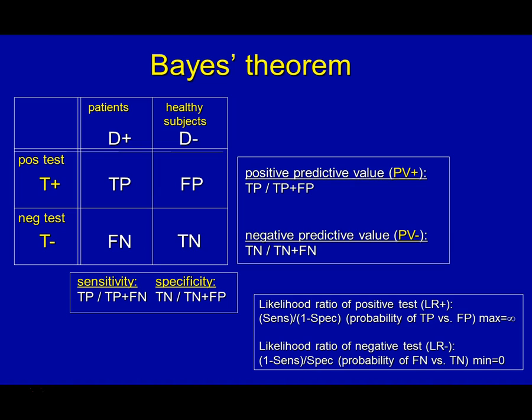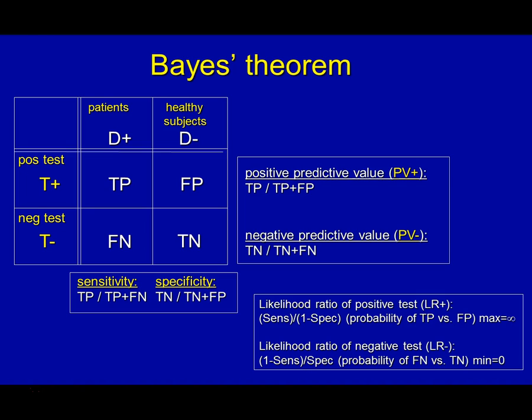We start with patients who are diagnosed using another test or another technique, and healthy subjects. They are the columns of the table. Then we have subjects who have positive tests and subjects who have negative tests. The sensitivity can be calculated by dividing the number of true positives by the total number of diseased subjects, and this means the true positives plus the false negatives. So this means the percentage of positive tests in a group of patients.